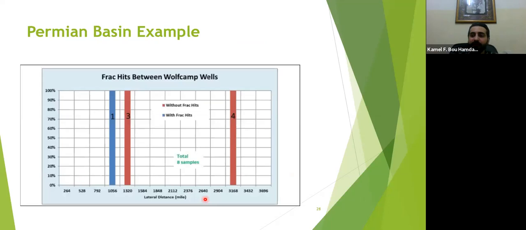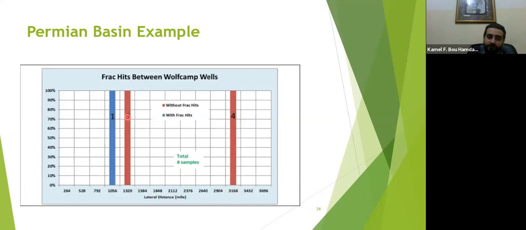Here we have an example of the Permian Basin. We have 8 different wells, and the x-axis shows the space or the lateral distance between the wells. The first 4 wells had a spacing of 3,168. There were no frac hits observed for these wells. So obviously these wells are very far away from each other.